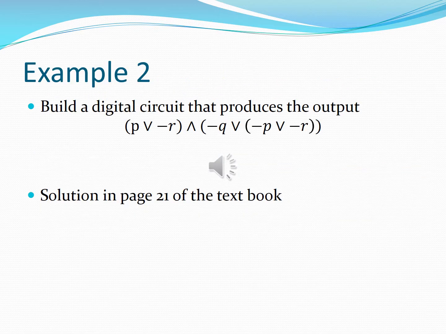Example 2. We are required to build a digital circuit that produces the output P or negative R and negative Q or negative P or negative R. The solution of this problem is found in your textbook, page 21.